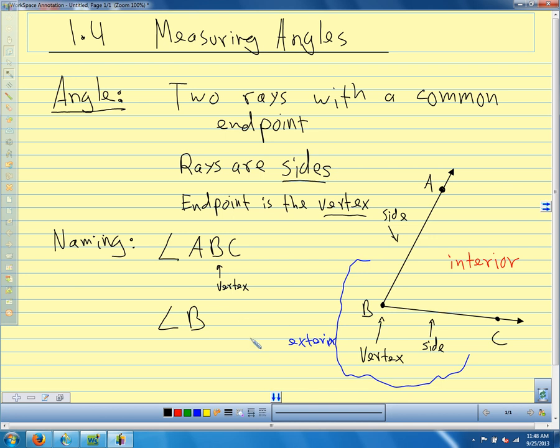Now we can only use this second way with the vertex if there are no other angles at the same vertex. Because if I had another angle drawn here and I just said angle B, I wouldn't know which one I was talking about. So this works only if there are no other angles drawn at that vertex. And sometimes you'll see a number inside here. And this isn't talking about how big the angle is, this is just a number to label the angle. I could call this angle 2.